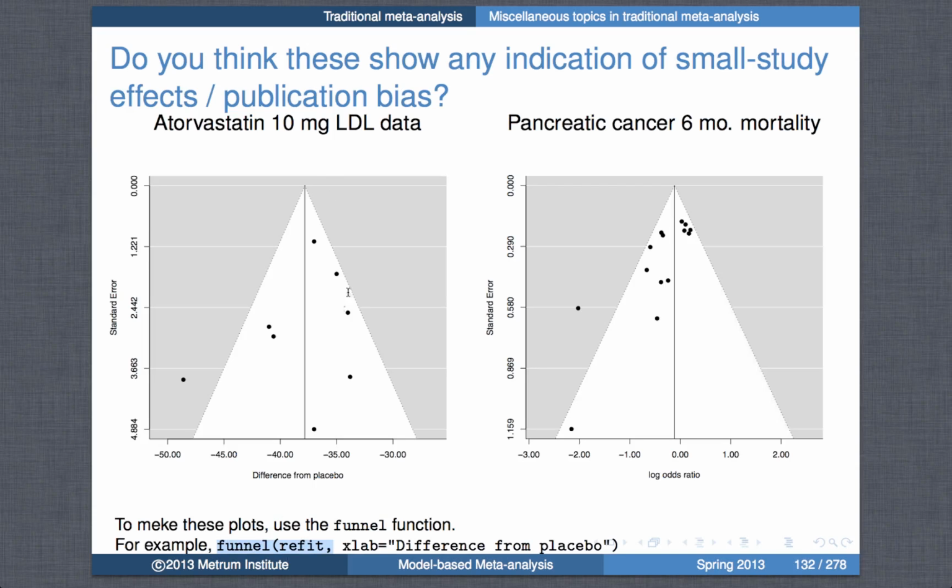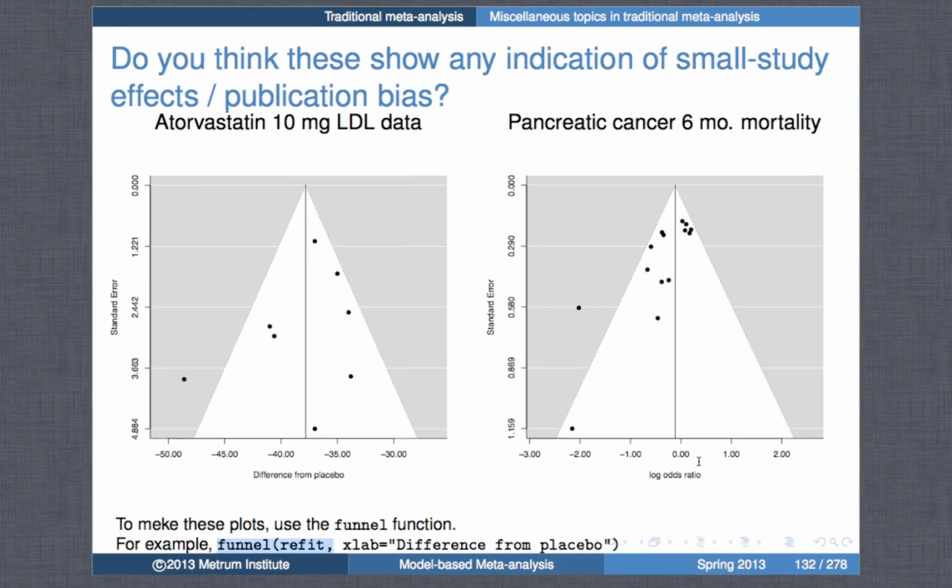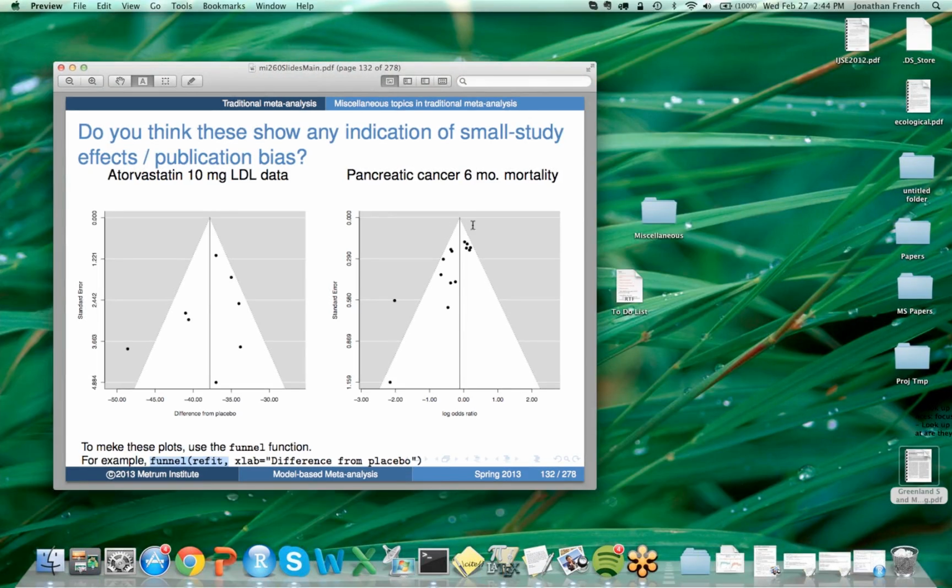With these few studies, I'll leave it to you to ascertain whether you think there may be some small study effects here for the atorvastatin study. In the right panel, we have the pancreatic cancer 6-month mortality study comparing gemcitabine plus chemotherapy to gemcitabine alone. And again, I'll leave it to you to ascertain whether or not there's any sort of small study effects going on here. I'll let you think about that a little bit, and maybe we'll take a poll and see who thinks there's publication or small study effects going on with either or both of those analyses.